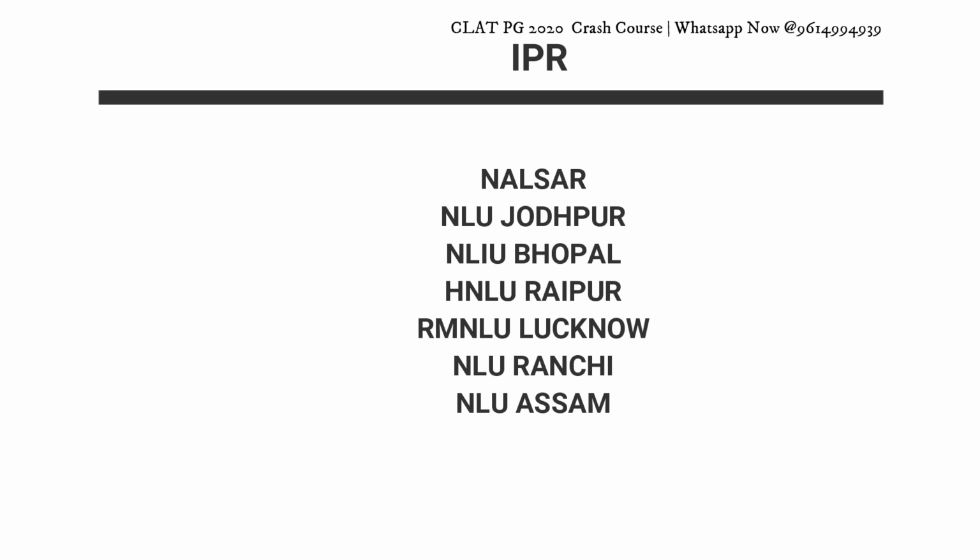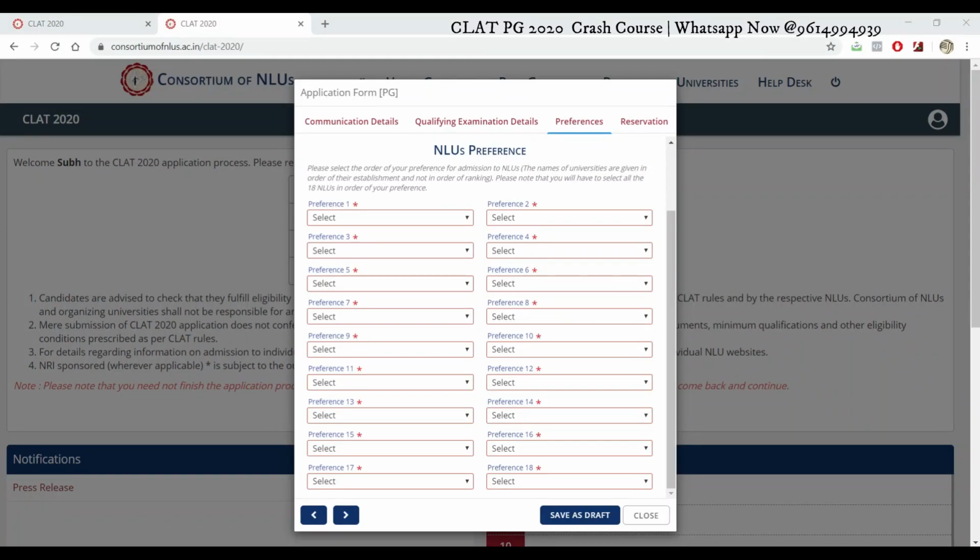Lucknow is really good, but Lucknow mein seats are very limited, so you have to really fight for RMLU Lucknow. Sixth is NLU Ranchi. You can definitely try it out. And seventh is NLU Assam. Okay, so these are the 7 preferences that you have for IPR. And after that, if you are getting any university like Shimla or any other, you can definitely try after that, depending on your availability after these 7 preferences.